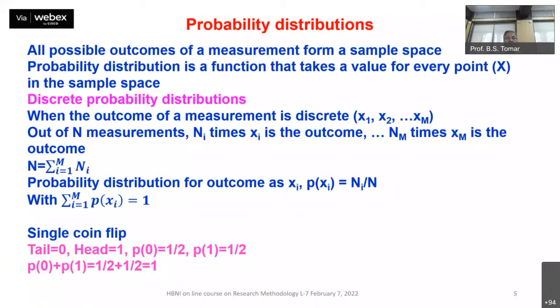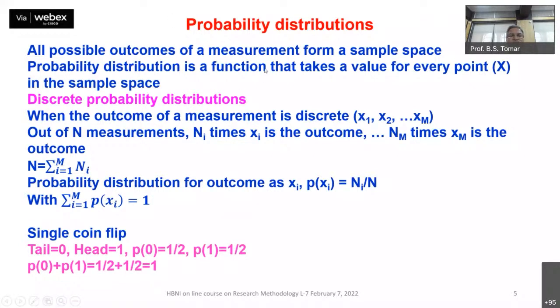Now we will discuss a bit about probability distributions, which are very important when you are trying to guess the outcomes of a measurement. When you have a sample and you are doing some measurements, there is a probability of a particular outcome. All possible outcomes of a measurement form what we call the sample space.